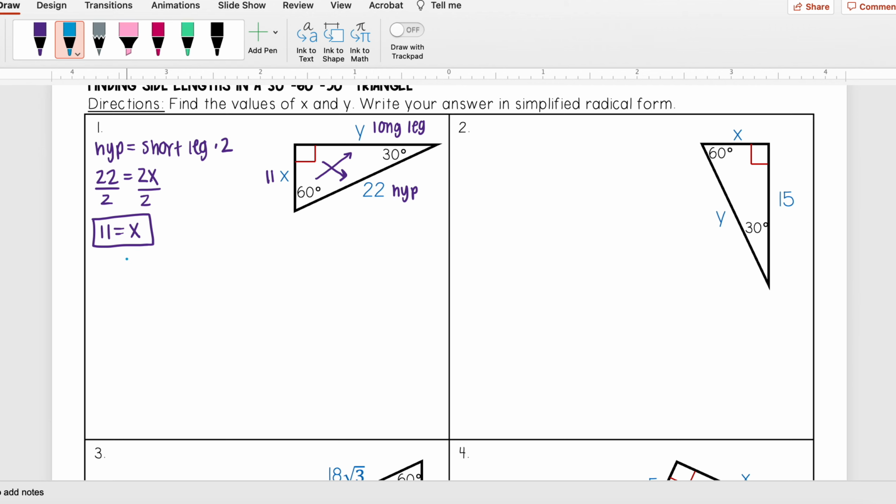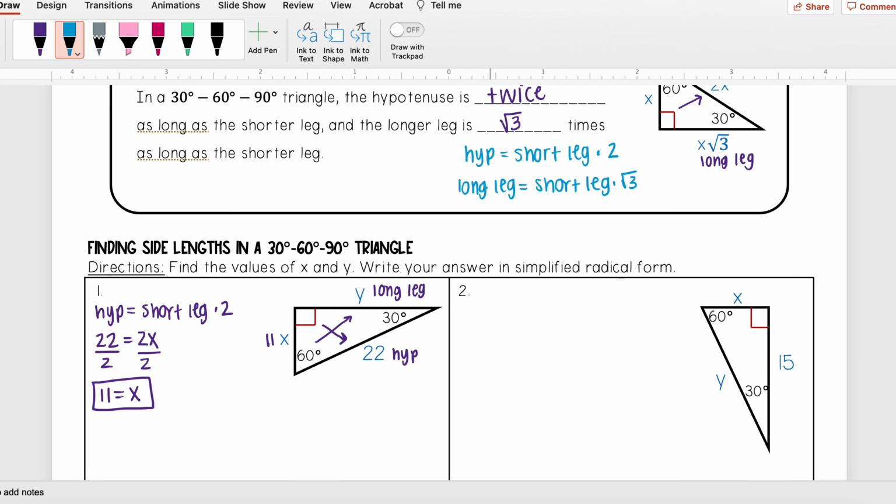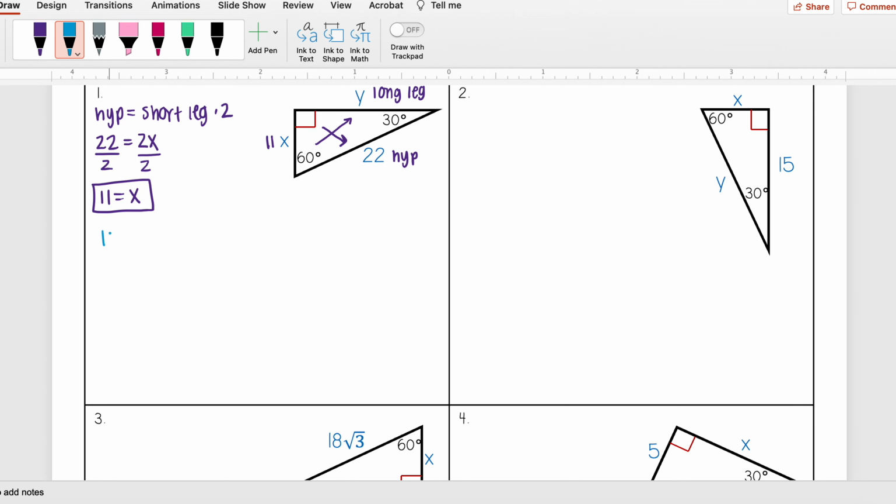Now I need to figure out what my long leg is. Well, from my equation that I wrote up here, I know that my long leg is equal to my short leg times the square root of 3. So long leg equals short leg times square root of 3. My long leg I have as y. My short leg I actually just found. I found that my short leg is 11. And then times square root of 3. So I look at that, can I simplify that any further? No, I can't. So that means that y is equal to 11 square root of 3.